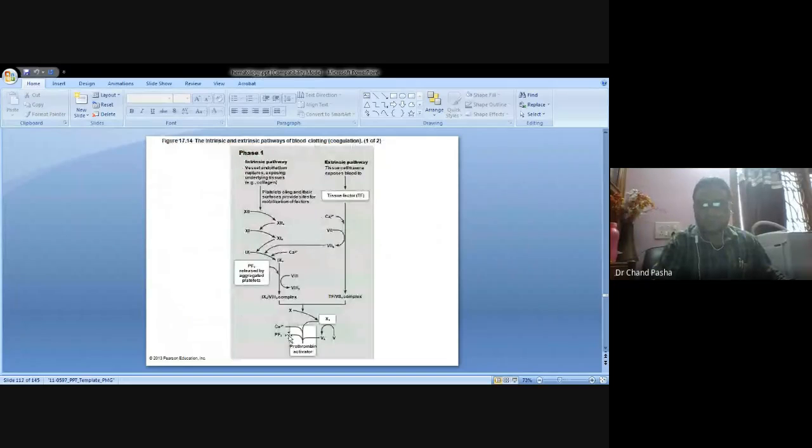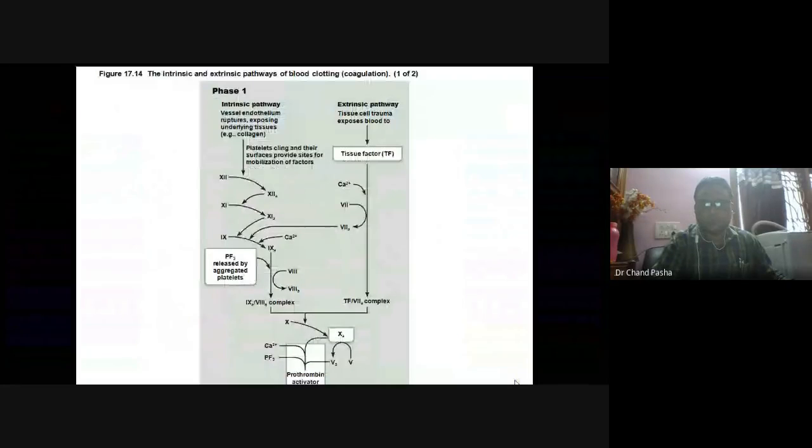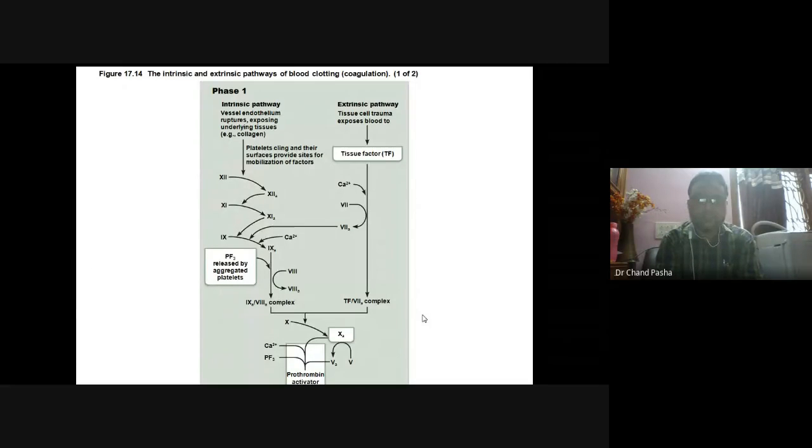If you see the detailed processes, what is phase one? Conversion to prothrombin activator, getting a prothrombin activator. How are the factors involved in this process? There are two pathways, intrinsic as well as extrinsic. I told you, the extrinsic process is a rapid and simple process.